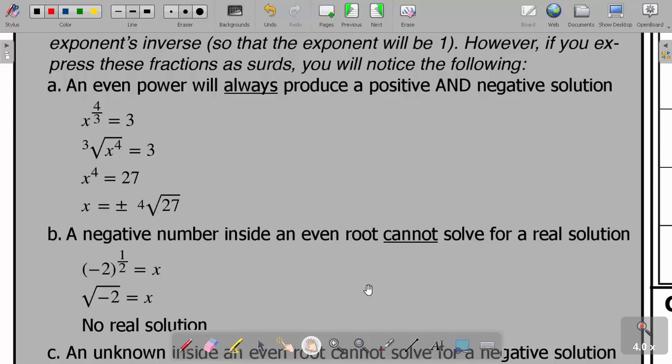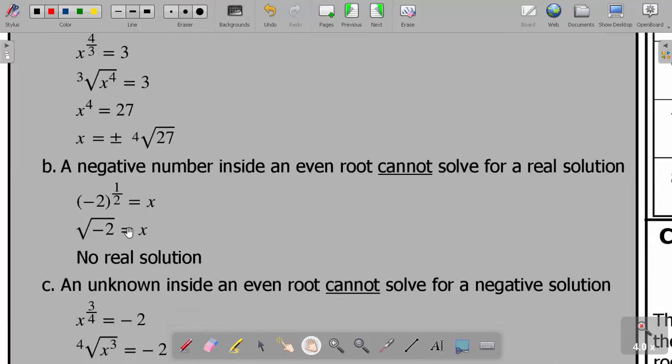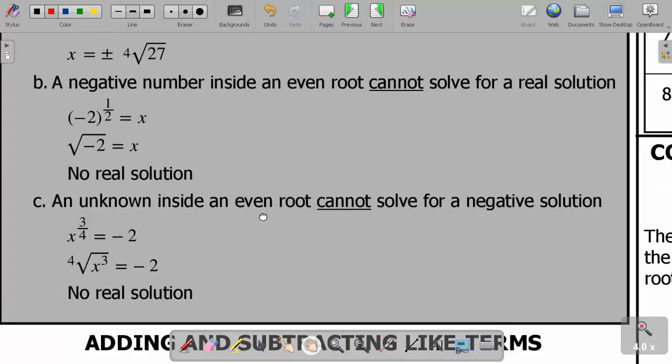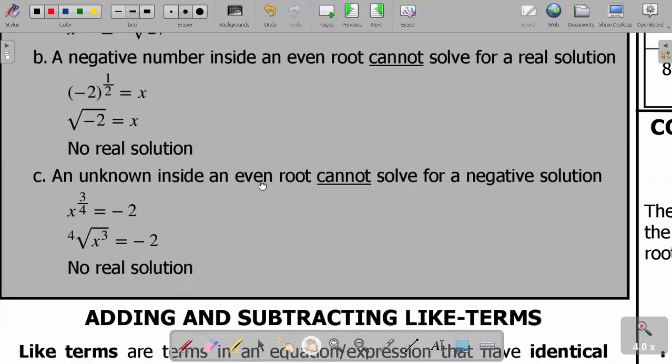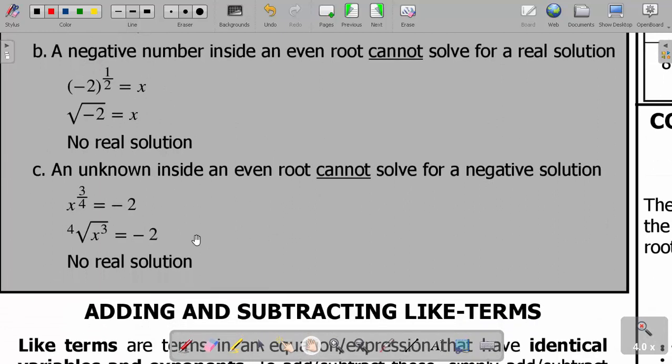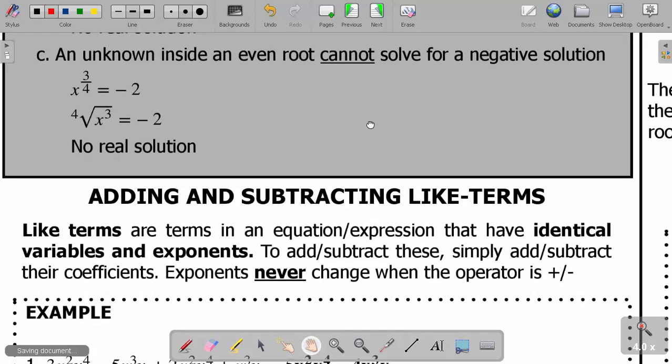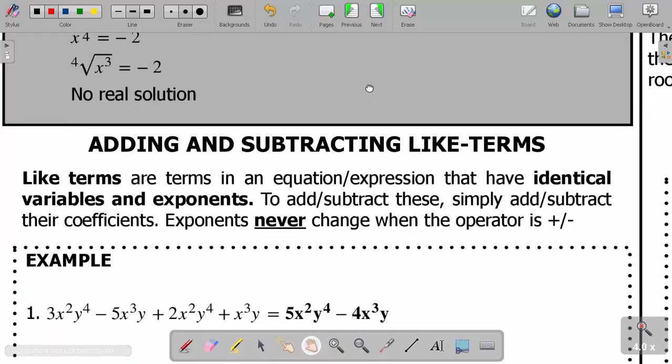And then a negative number inside an even root cannot solve for a real solution. So when you get something like this, please don't continue. You stop there because there is no real solution. Then an unknown inside an even root cannot solve for a negative solution either. So when you have x power 3 over 4 equals negative 2, it means you have no real solution as well. Why not?